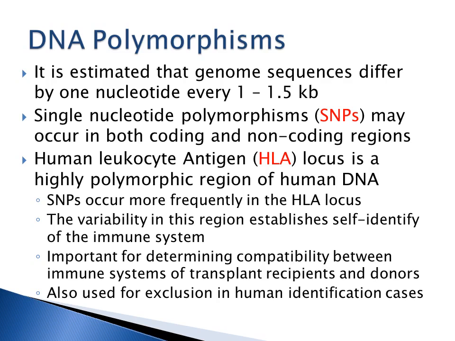So SNPs occur more frequently in the human HLA locus, and the variability in the HLA locus establishes self-identity of the immune system. So it's very important for determining compatibility between immune systems of transplant recipients and donors. The HLA locus is also used for exclusion in human identification cases.